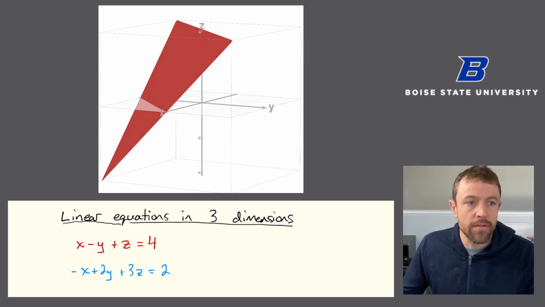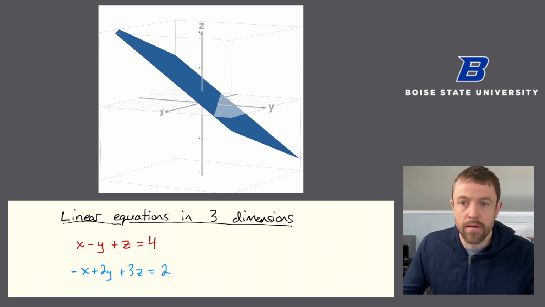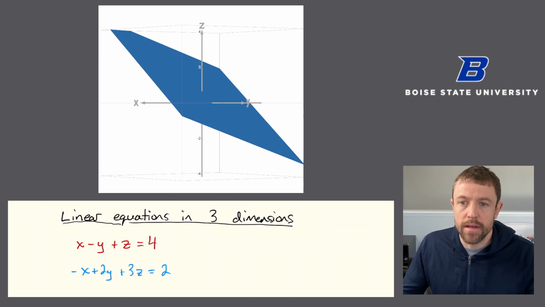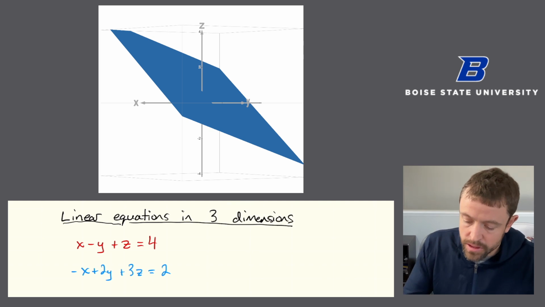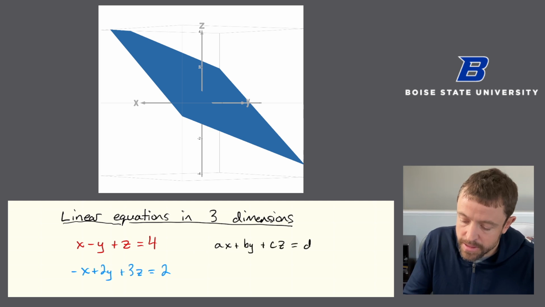Let's look at this graph. And again, we got a plane. We got a different plane, but it's still a plane in 3 dimensions. And this will generally be the case. So when we're working in 3 dimensions, our general format will be that our equations look like ax plus by plus cz equals d. And our graphs will be planes.